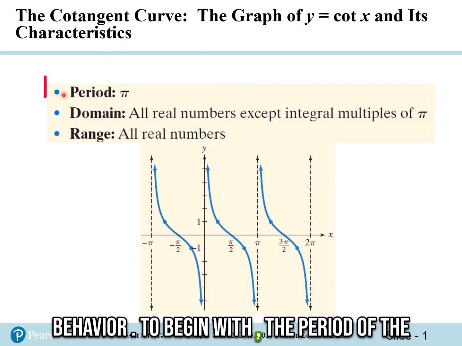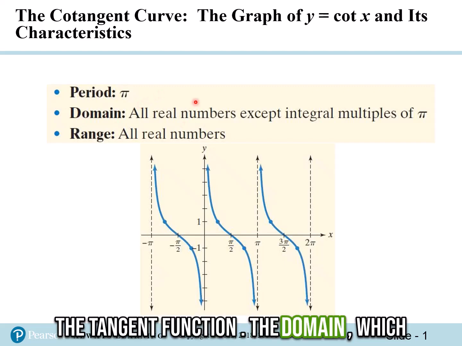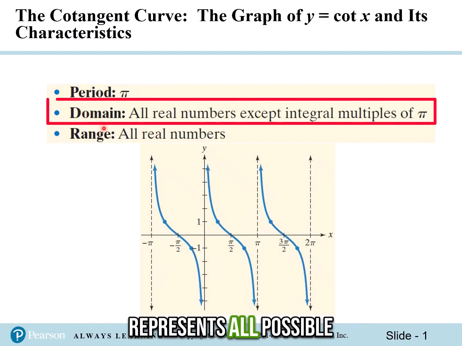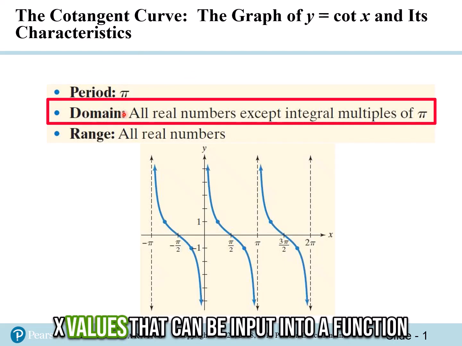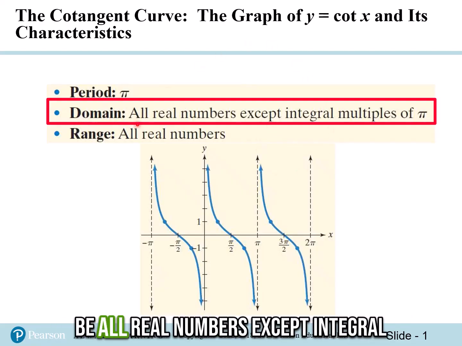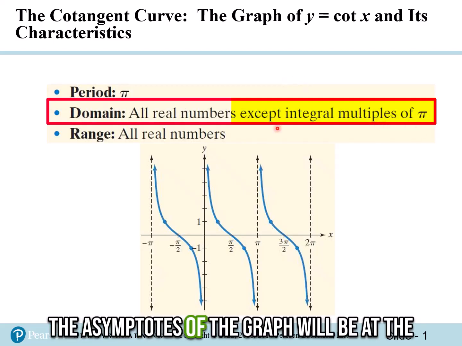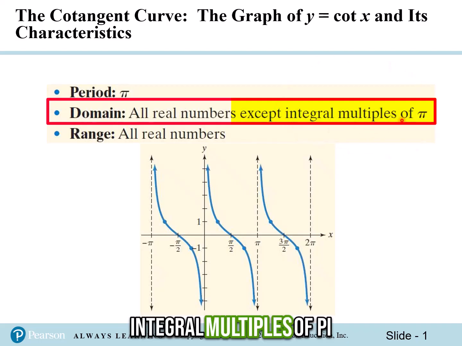To begin with, the period of the cotangent graph is pi, which is the same as the tangent function. The domain, which represents all possible x values that can be input into a function, which would give us a real number as an output, would be all real numbers except integral multiples of pi. The asymptotes of the graph will be at the integral multiples of pi.